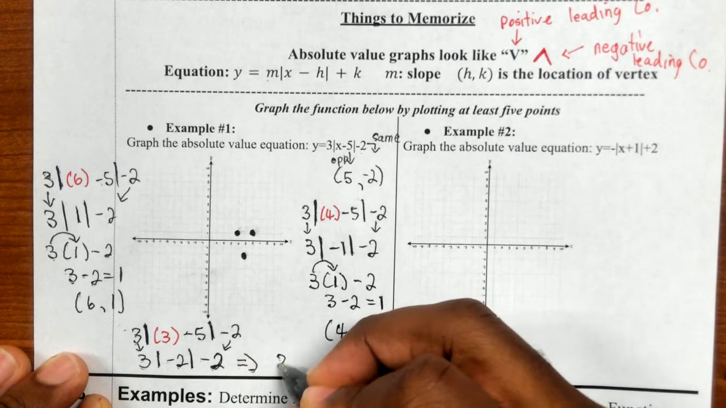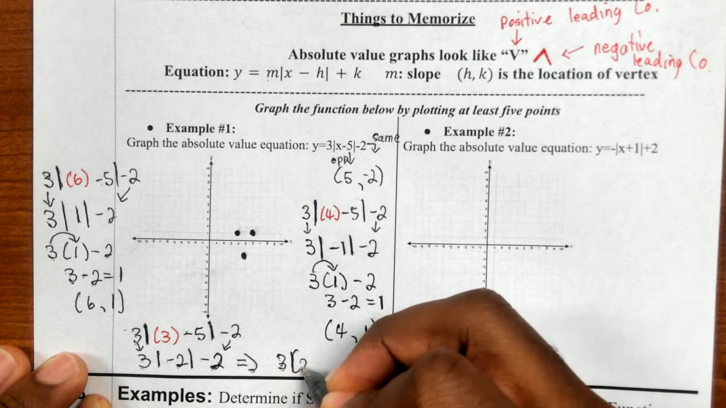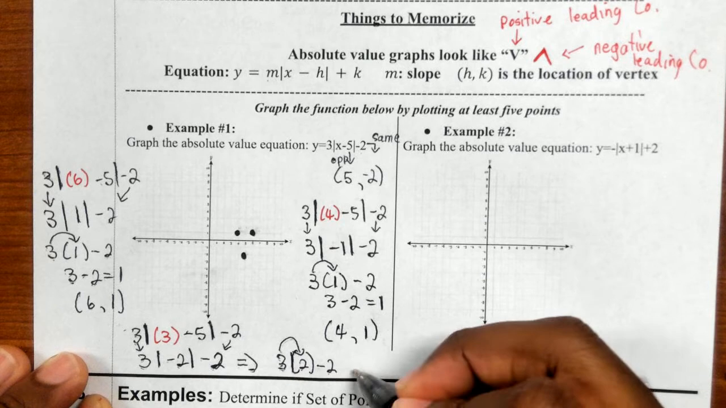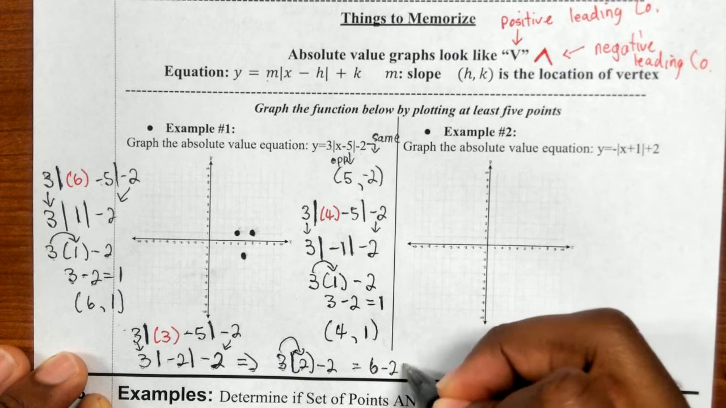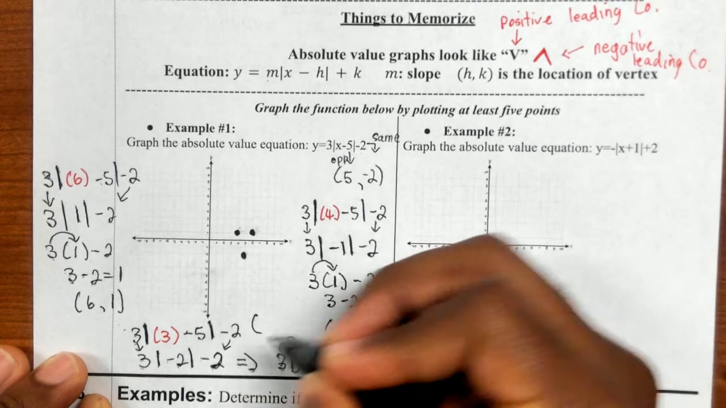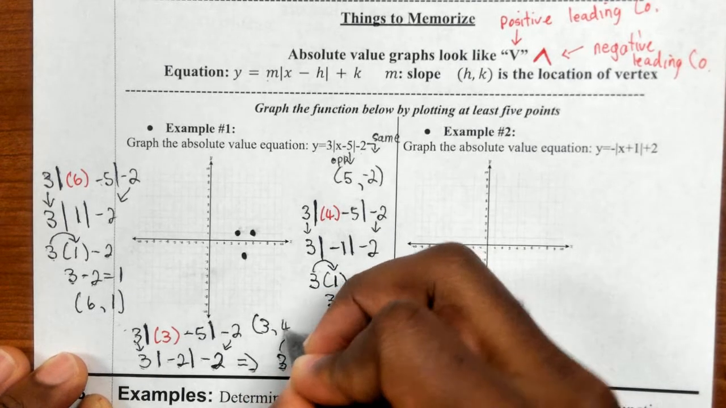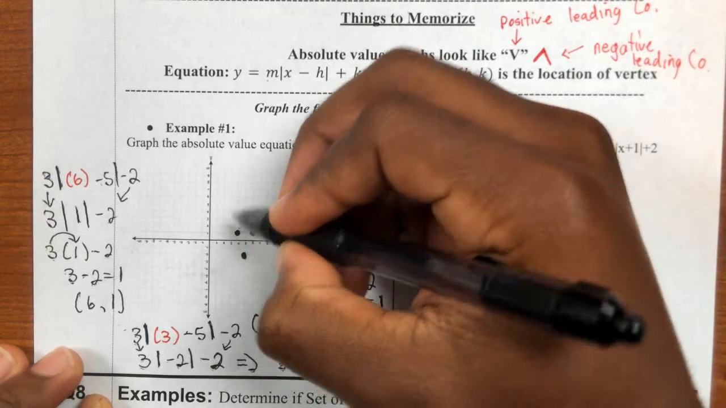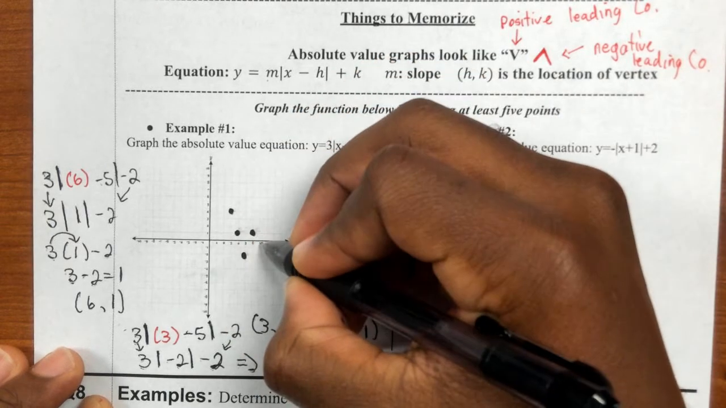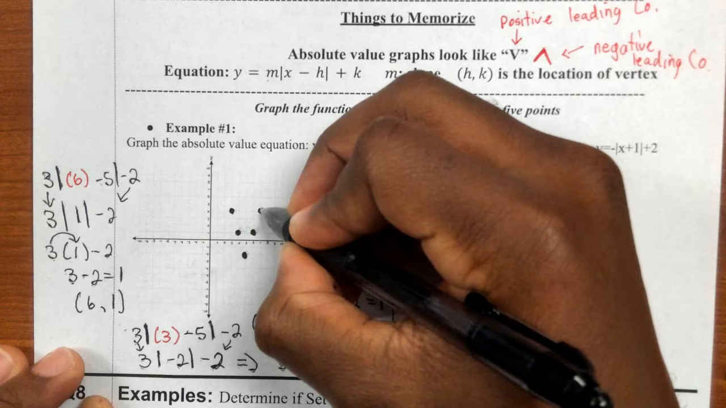So then now I have 3 multiplied by 2 minus 2. 3 times 2 is 6. 6 minus 2 is 4. So this coordinate would be 3, 4. So when x was 3, the y was 4. So that means when we plugged in 7, we would also get 4.